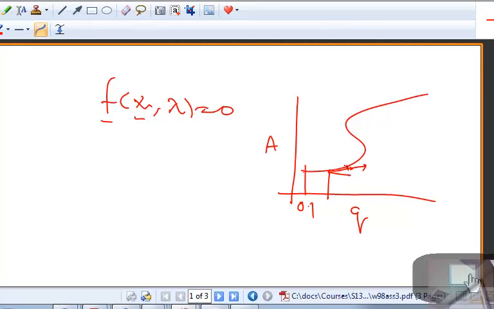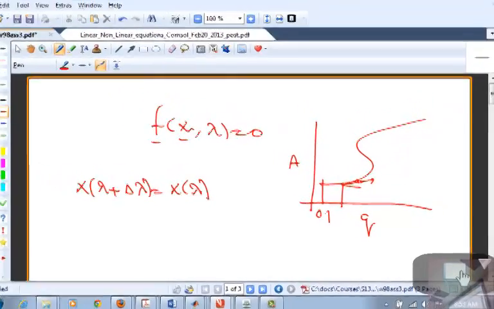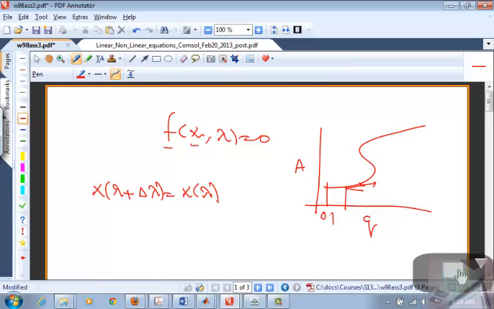And how do we implement that? We implement that by saying x at lambda plus delta lambda is equal to x at lambda. Now lambda and q, I'm using interchangeably. Lambda is the distinguished parameter in a generic sense. It is q for our purpose in this particular problem. It will be epsilon for you in your assignment problem.